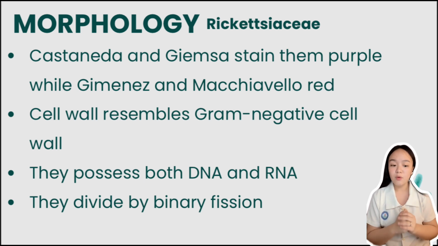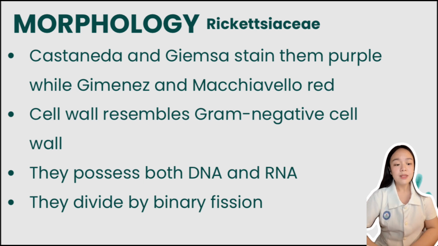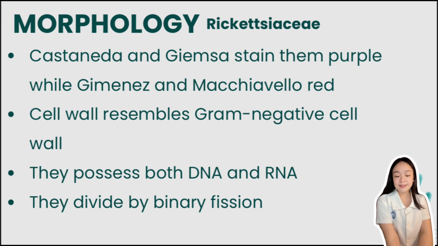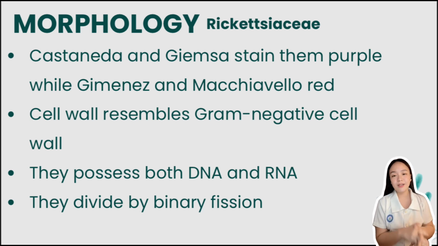So, their cell wall resembles gram-negative cell wall. So, like other bacteria na may gram-negative cell wall, nakacompose sila ng lipopolysaccharides and thin peptidoglycan. Also, Rickettsiaceae, they possess both DNA and RNA. So, ibig sabihin, they are genetically complete organisms unlike virus. They divide by binary fission. So, yung binary fission, alam natin na starts from 1, then it's divided to 2 until it goes on. So, kaya mabilis yung pag-multiply or pagkalat niya inside the host body.